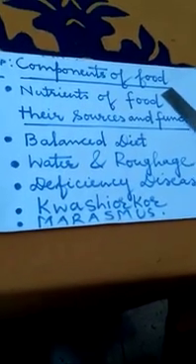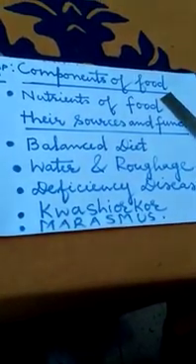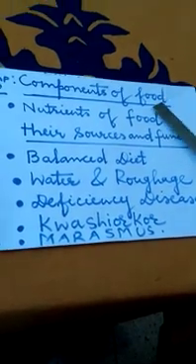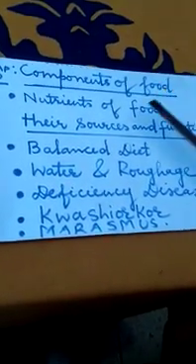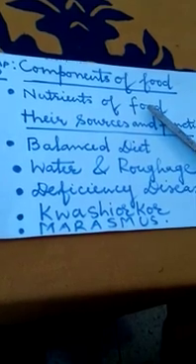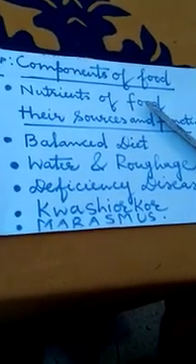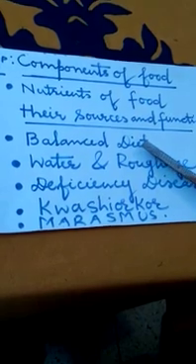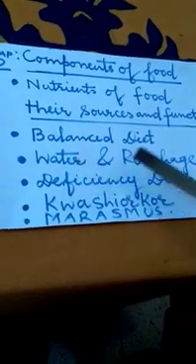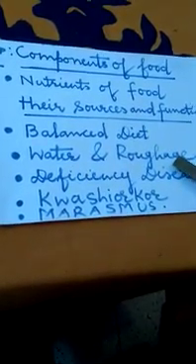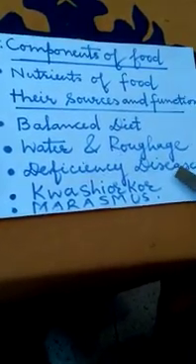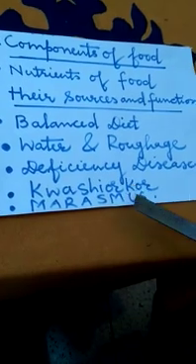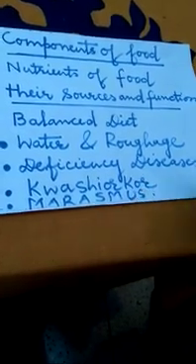Children of Standard 6. From the previous few classes, I have been discussing the components of food. I discussed the nutrients of food, their function and their sources. I discussed the balanced diet, water and roughage. I had begun to discuss deficiency diseases. I have already discussed kwashiorkor and marasmus.